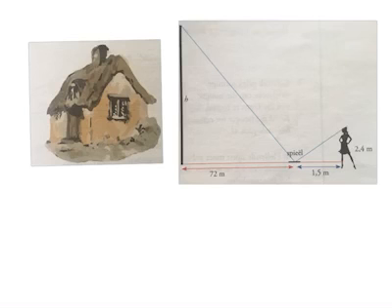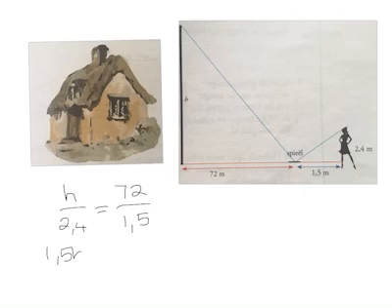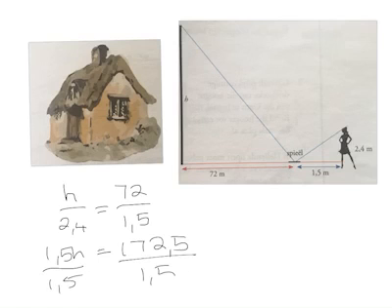Now you're going to set this up across from each other, this across h and this across this, to work out how tall h, the height of the pole, is. So h over 2.4 is equal to 72 divided by 1.5. Now you cross multiply: 1.5h is equal to 172.8. We divide both by 1.5. Then I get that the height would be 115.2 meters. That's how high the lightning conductor is.